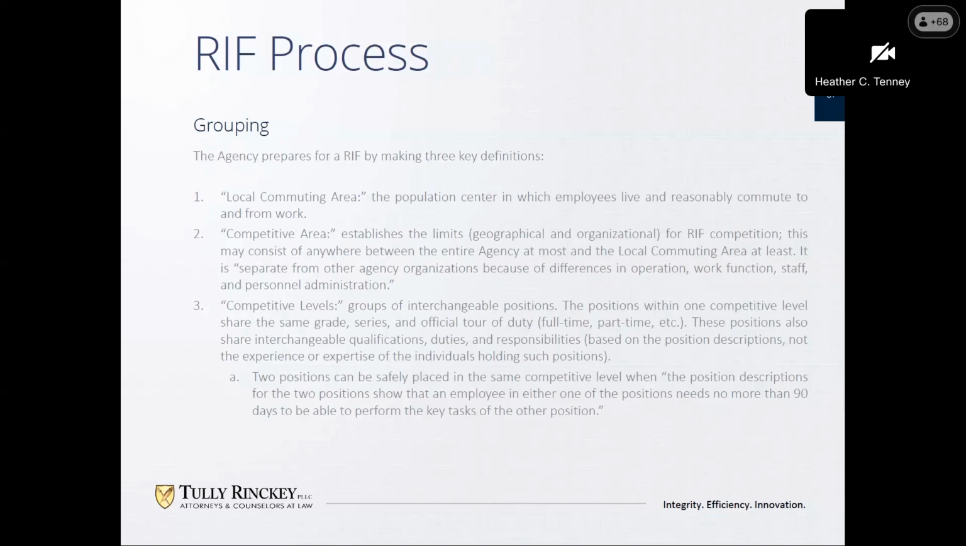Now, two positions can be safely placed in the same competitive level when the position descriptions for the two positions show that the employee in either one of those positions needs no more than 90 days to be able to perform the key tasks of the other position. And again, the agency establishes this based on the employee's official position of record, position classification, series, and/or grade on the effective date of the RIF.